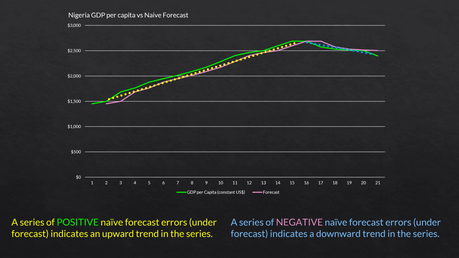So when the positive forecast errors flip to negative, we can tell under the hood that is where the time series has a top in it or a bend in it, where it goes from up to down.